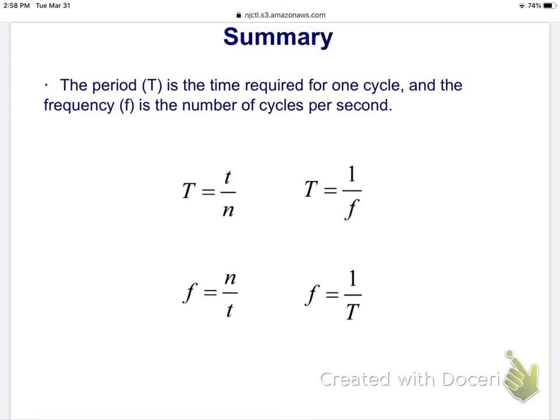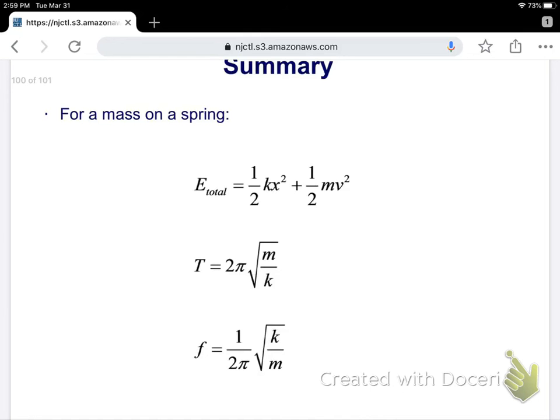Let's summarize the unit. We remember going back that period equals the time over revolutions. Frequency equals the revolutions over time. Period is equal to 1 over the frequency, and frequency is 1 over the period.